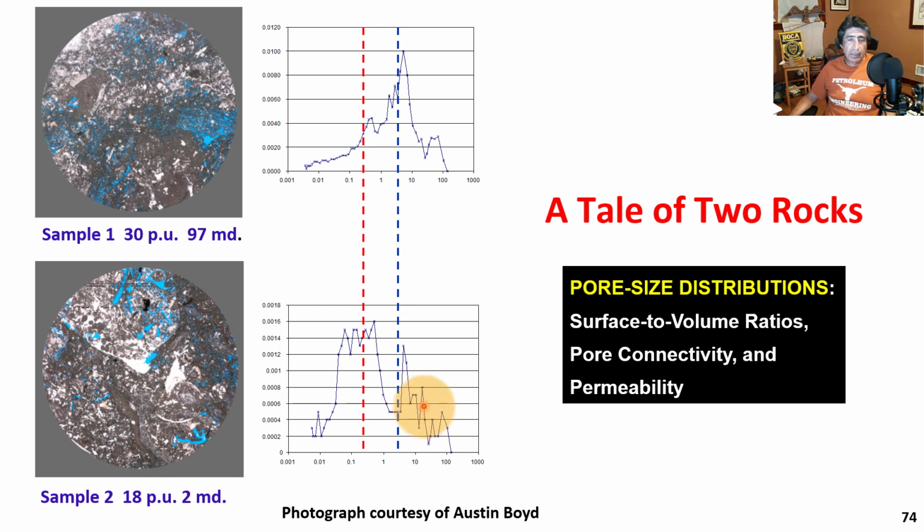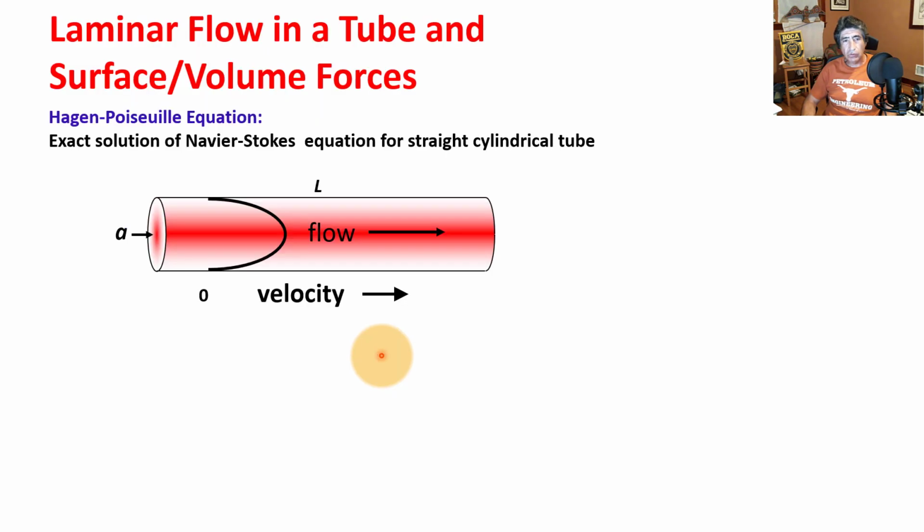So here we have a tale of two rocks that have different porosities, different permeabilities, but to truly understand how the fluids are going to be transported in the rock, we need to know the pore size distribution and the throat size distribution beyond just porosity and just permeability. This is very, very important for understanding the differences between the two rocks.